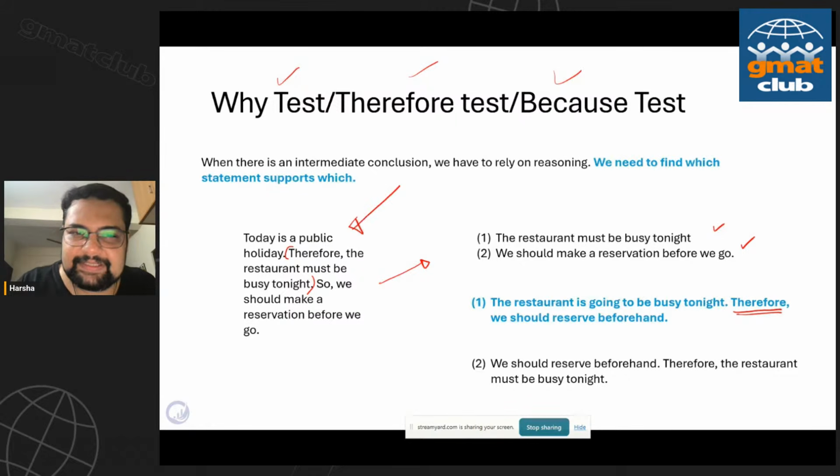The sequence makes sense. Just try the other sequence and see if it makes sense, yes or no. Look at this. We should make a reservation for this restaurant beforehand. Therefore, the restaurant is going to be busy tonight. Does this make logical sense? You tell me.